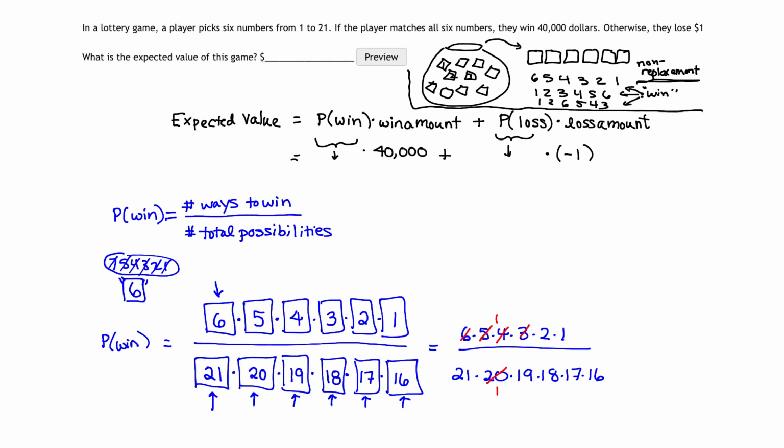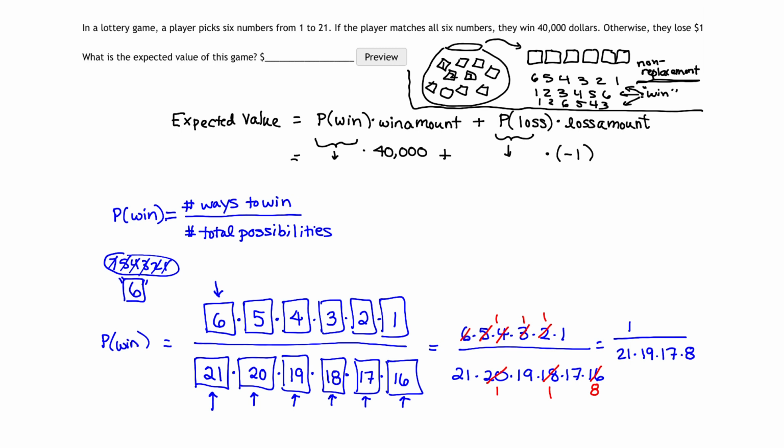And I also know that 6 times 3 is 18, and 2 divides into 16 8 times. In other words, before I plug this number in my calculator, I do my math first by canceling common factors from numerator and denominator. In the numerator, I have the number 1, and in the denominator, I have 21 times 1 times 19 times 1 times 17 times 8. And if I plug this into my calculator, this is going to give me the probability of winning.